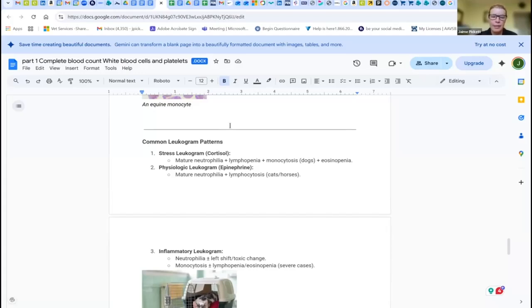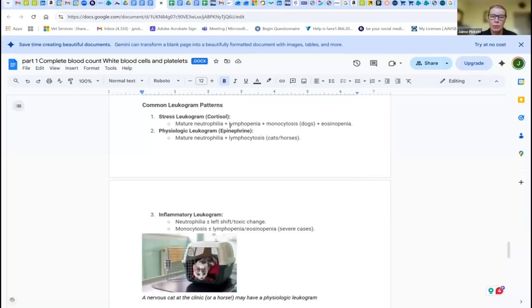And then you have the physiological leukogram, which comes from that surge that is classic in nervous cats and horses. And in the vet clinic, cats are always nervous. So you'll see a neutrophilia paired with a lymphocytosis, which is a key feature that separates it from a stress leukogram. I can't stress that enough. It is the key feature to separate the two.